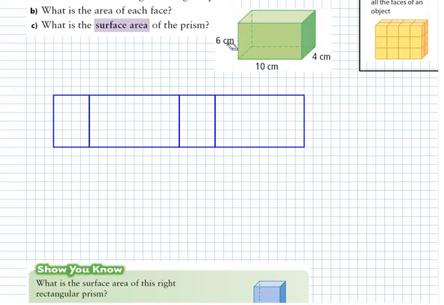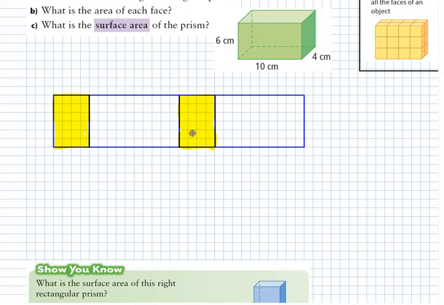Where are those sides on here? That's this one, right? 6 by 4. And this one's 6 by 4, right? And then we got the 6 by 10 ones. 6 by 10 ones are this front one and the back one, right? That's the front and the back. Which ones am I missing here? I'm missing the bottom and the top, right? The bottom and the top?